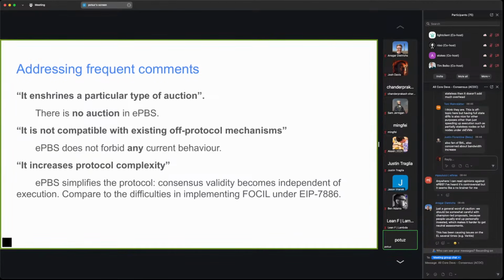No, there's no auction in ePBS, not at all. The proposer can do whatever he wants. 99% of the EIP is separating the block from the payload. The auction part doesn't exist.